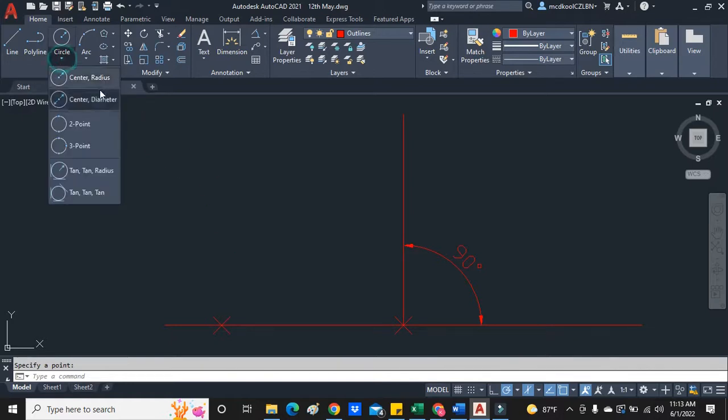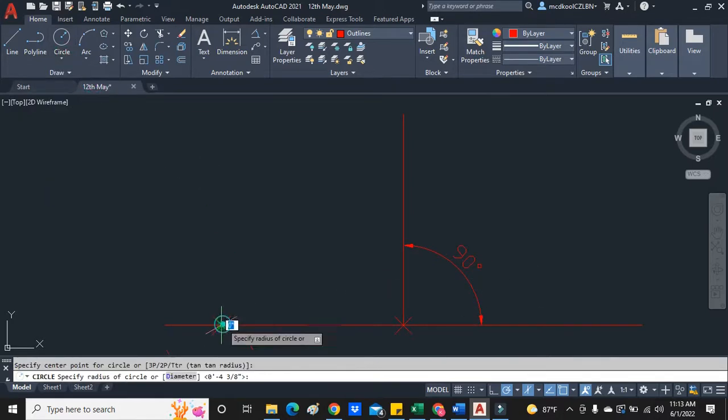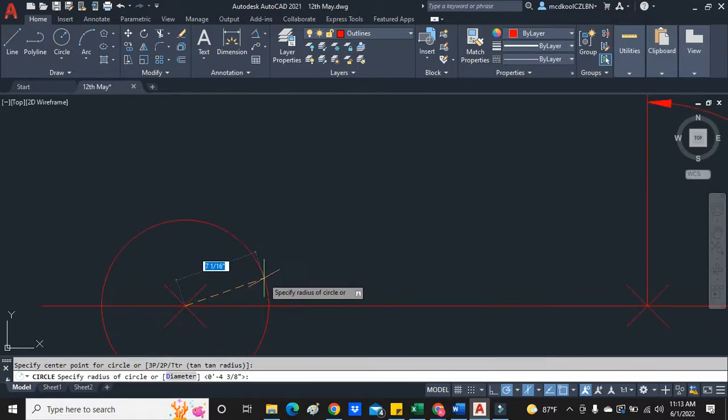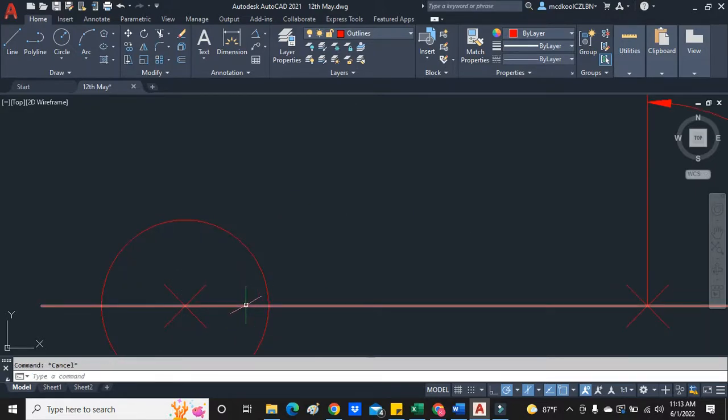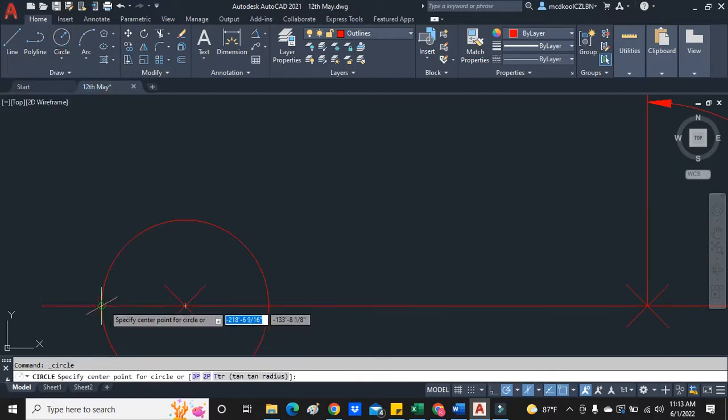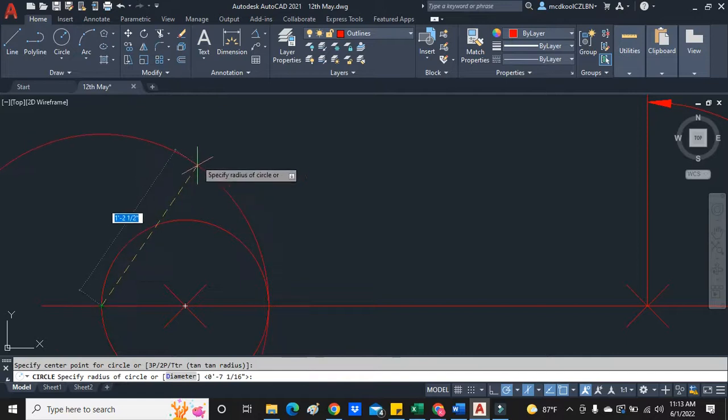So to construct a 90, this is very easy. You want the radius, you just draw a circle, any measurement. You make sure that the circle passes the horizontal line. So where it hits that line, you're going to do two more circles or two more arcs.